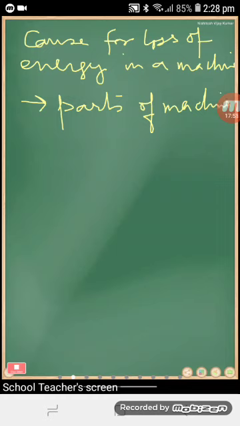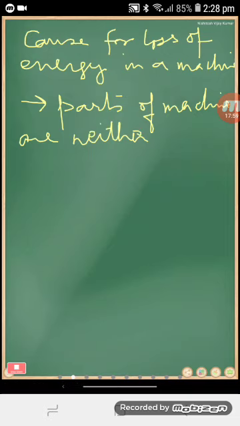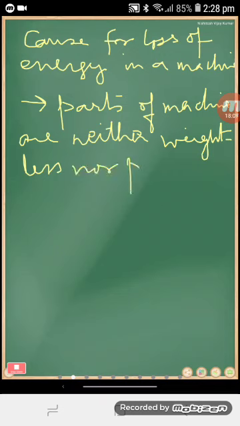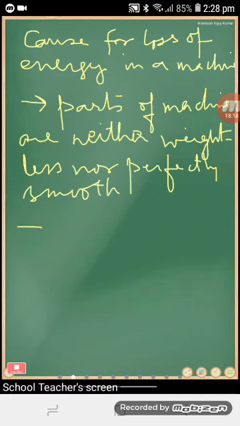Machine parts are neither weightless nor perfectly smooth. Okay. If there is any string being used, it is not perfectly elastic.